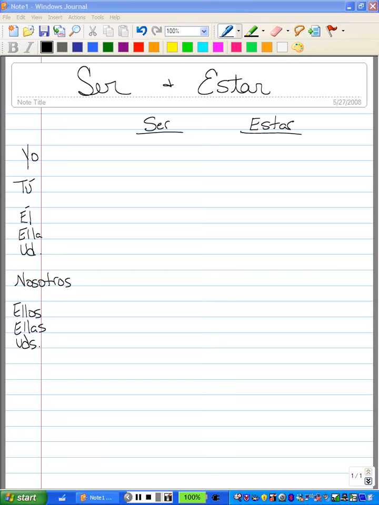Ser is taught in Lesson 1. Estar is taught in Lesson 2. Both are in the Vista's 3rd edition. Estar is introduced on page 59.